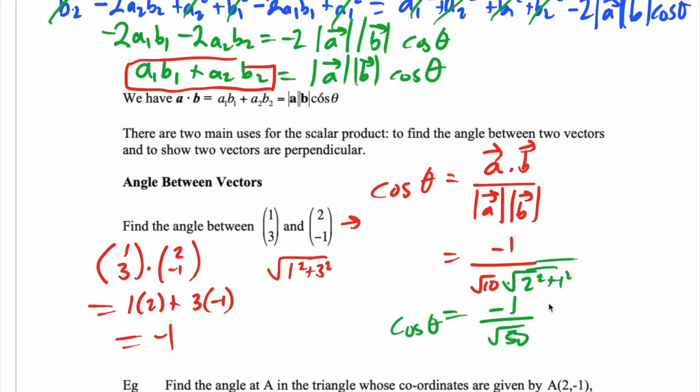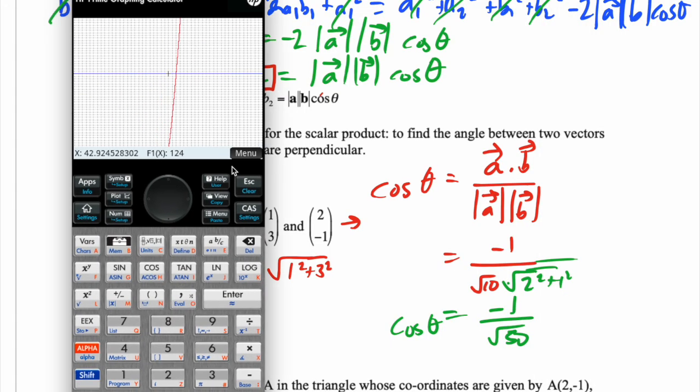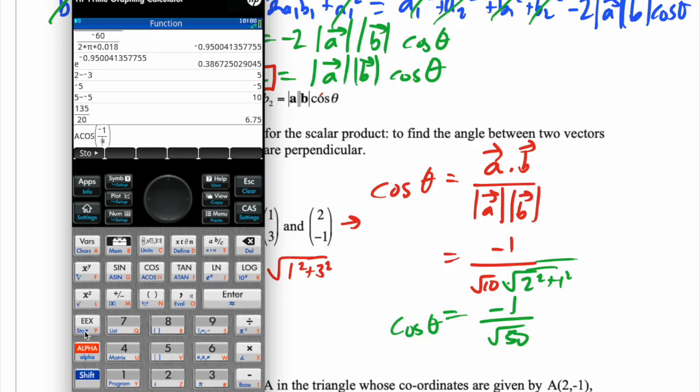So cosine theta equals that, and then we can just put that into your calculator and find the angle between them, right? We often use degrees for vectors, but it could be radians, doesn't matter. Just waiting for my calculator to open, it's taking a while. Okay, so I'm in radian mode. I'm just going to change it to degree mode, and I'm going to do inverse cosine of negative 1 divided by root 50.